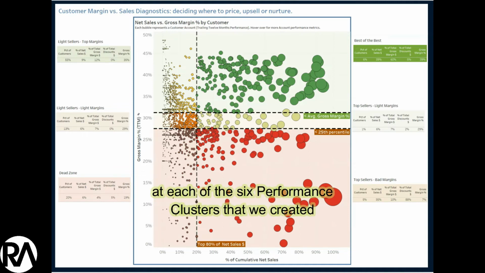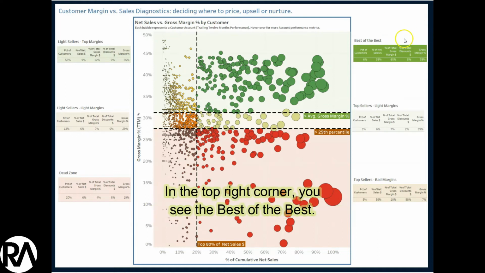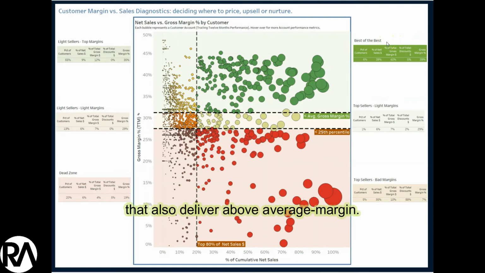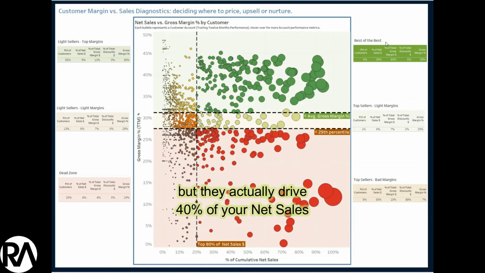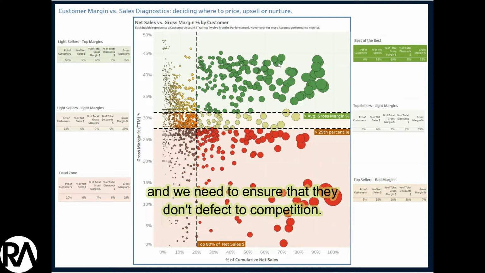Now let's take a look at each of the 6 performance clusters that we created based on the customer's margin performance and sales profiles. In the top right corner, you see the best of the best. These are your largest customers that also deliver above average margin. They're only 6% of your customer count, but they actually drive 40% of your net sales and 60% of your gross profits. We need to nurture these customers, and we need to ensure that they don't defect to competition.